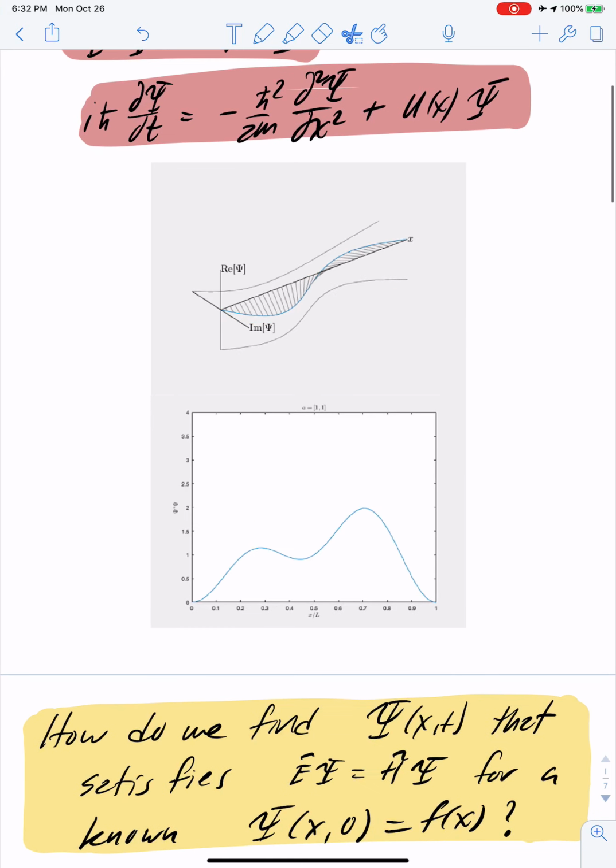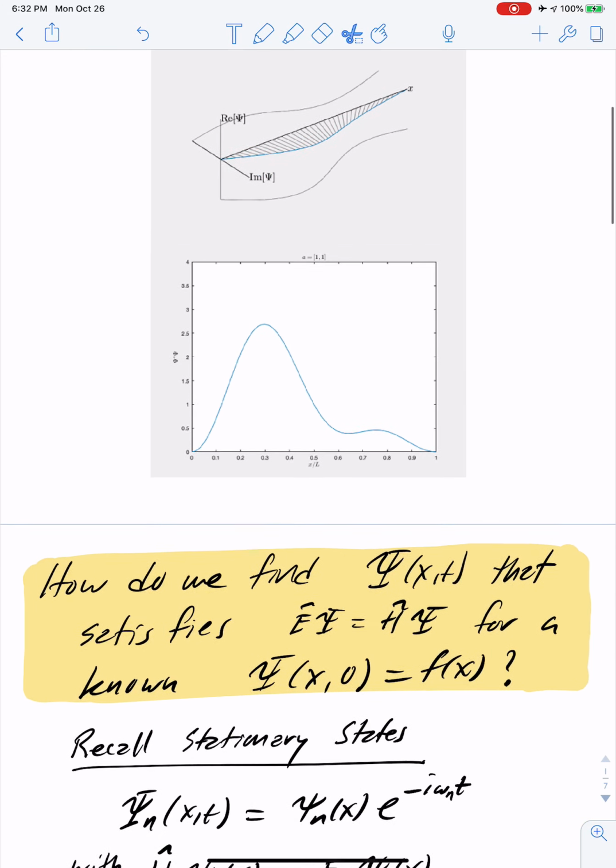how do we find something that satisfies the Schrödinger equation? Okay, especially given the standard problem is that you know the initial shape. So at t equals 0, you know what the shape is, say f of x. So how do we solve this general problem?